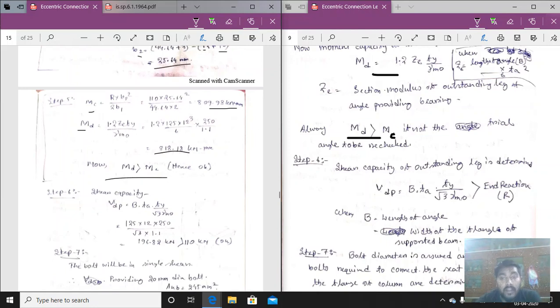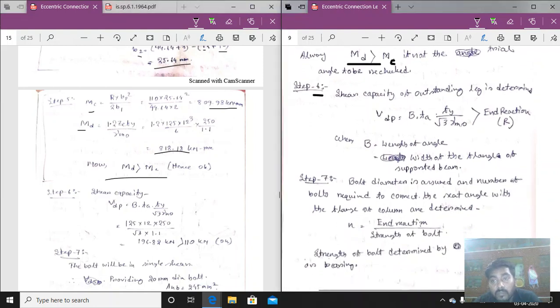So the first condition is satisfied. Next, coming to step number 6, the shear capacity of the outstanding leg is determined.